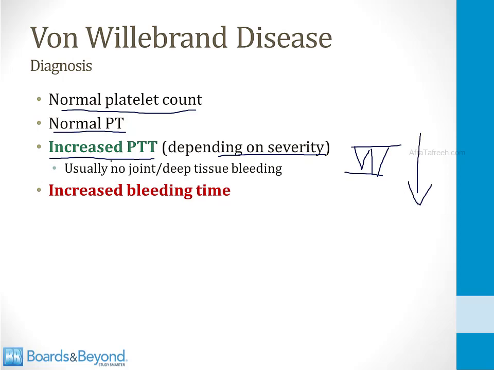Usually this doesn't result, however, in serious bleeding consequences like you see in hemophilia. So you usually don't see the joint and deep tissue bleeding that you can see in patients who have hemophilia and are very deficient in factor VIII. And then finally, if you do a bleeding time, you will see that it's increased, but we rarely do bleeding times in the modern era, so you usually won't send the patient to the lab for this test.